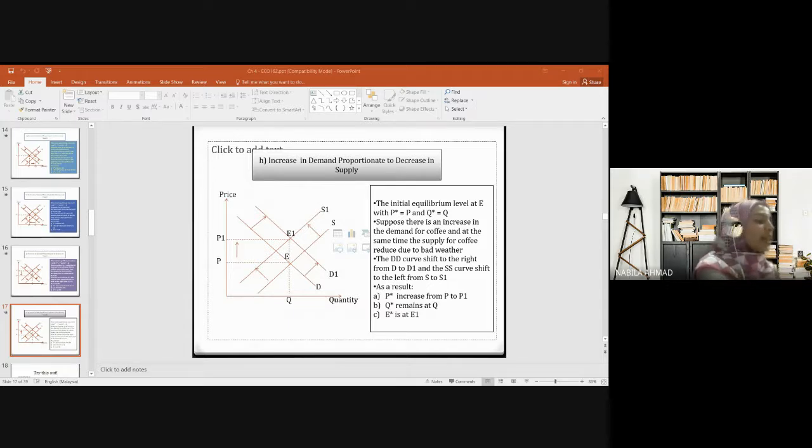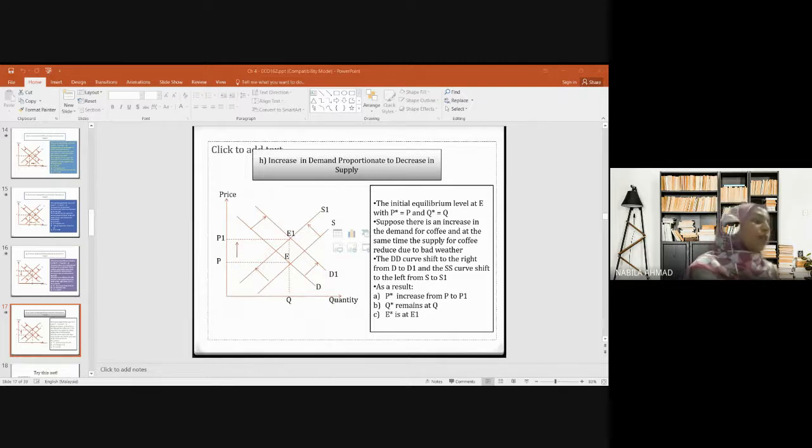Okay, so let us see what happens after the shift. D2 and S2 intersect at E2. So price reduces from P0 to P2, quantity increases from Q0 to Q2. What we can conclude here is the change in price is smaller than the change in quantity. So this is the effect of simultaneous shift but at different proportion. The distance of the shift in demand is less than the distance of the shift in supply.